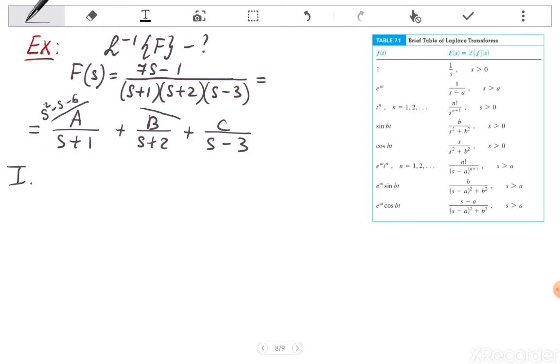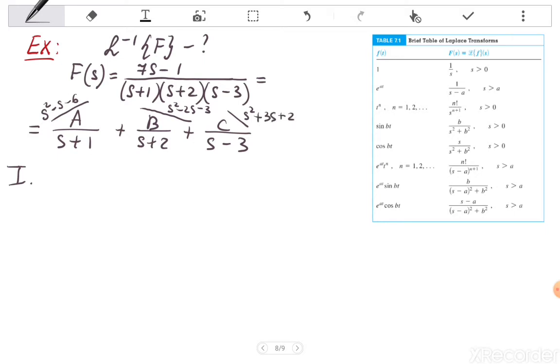The multiple for b is the product s plus 1 times s minus 3. That is s squared minus 2s minus 3. The product for c is s plus 1 times s plus 2. So s squared plus 3s plus 2.